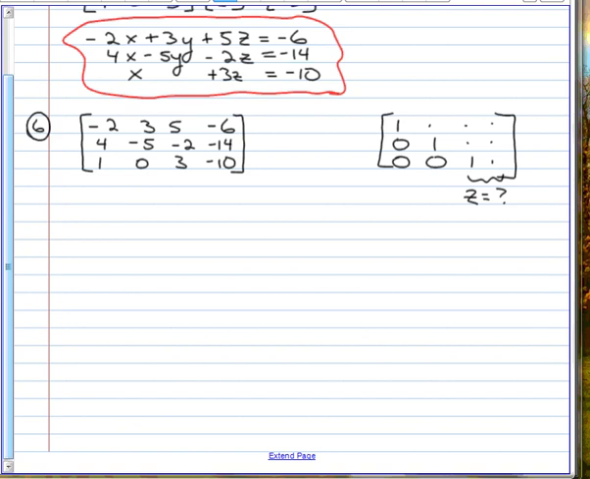This is row echelon form. It's the same thing as triangular form when you don't have it in a matrix. Row echelon form is just the name for triangular form when it's in a matrix.